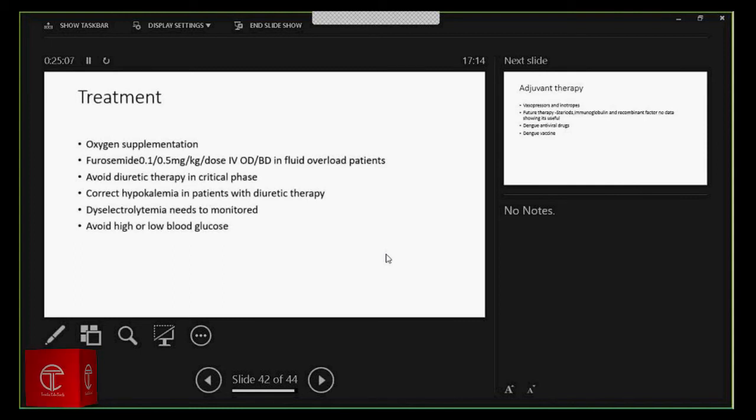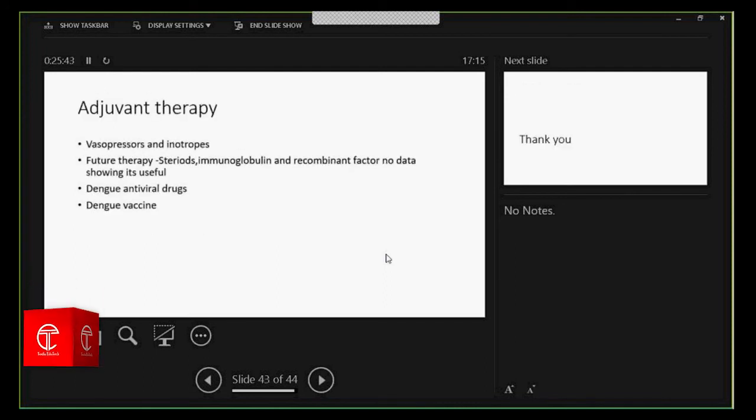in fluid overload patients, but be careful to use Lasix during the critical phase, because the patient is already having leakage, and if you give Lasix during that time, the patient might have further hypovolemia and can go into a severe shock. So this is given only if you are pretty much sure that the patient is fluid overloaded. When you give diuretics, furosemide itself can cause hypokalemia, so you need to monitor the electrolytes and treat accordingly, and also monitor blood sugars and avoid hyperglycemia or hypoglycemia in dengue.